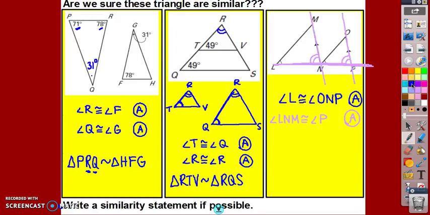Therefore, I have enough information to tell that M is congruent to O, and all the sides are proportional. So triangle LMN is similar to triangle NOP. Lovely. That is the basis of your assignment today. Get started, finish it up, do an awesome job because it's a short lesson, a short assignment, and I will see you tomorrow.